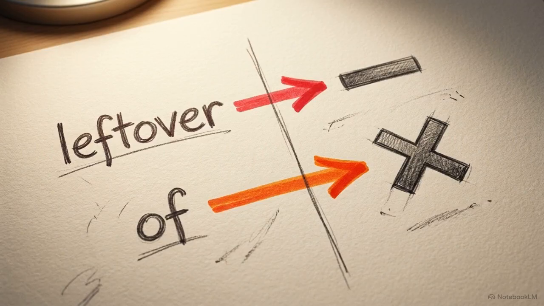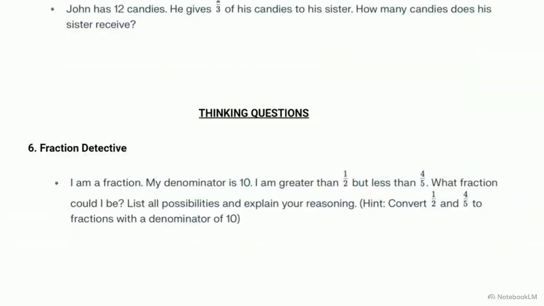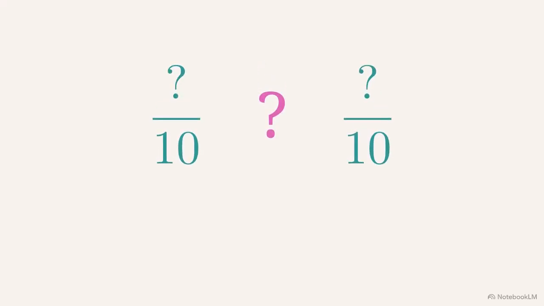Word problems are essentially translation exercises. Identifying key words like leftover or of exposes the specific mathematical operation buried within the text. Question 6 is a bounded logic puzzle. It challenges you to find a fraction that lives exactly between 1/2 and 4/5. To see what exists between 2 completely different fractions, we first need to establish clear boundaries by converting them to a common denominator, in this case, tenths.